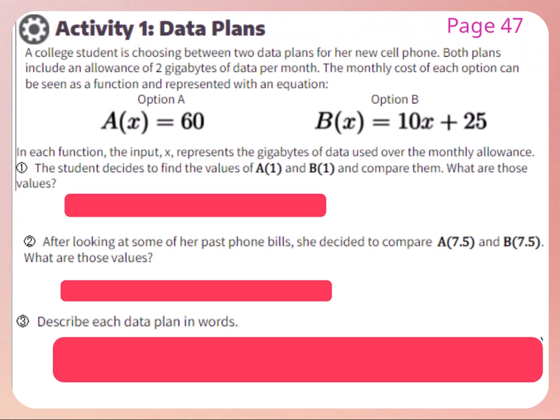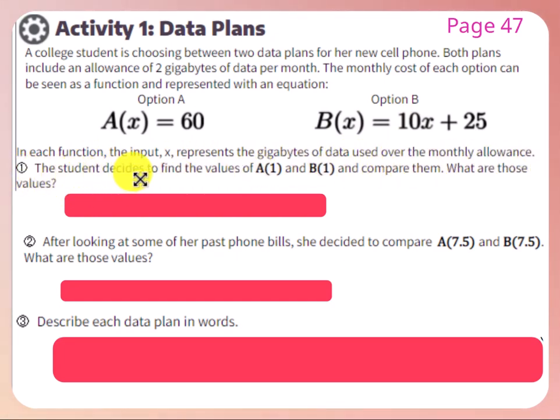All right, now turn to page 47, and we're going to complete Activity 1. A college student is choosing between 2 data plans for her new cell phone. Both plans include an allowance of 2 gigabytes of data per month. The monthly cost of each option can be seen as a function and represented with an equation. So option A of x equals 60, and option B of x equals 10x plus 25. In each function, the input x represents the gigabytes of data used over the monthly allowance.